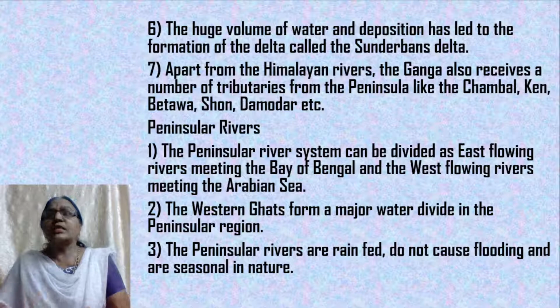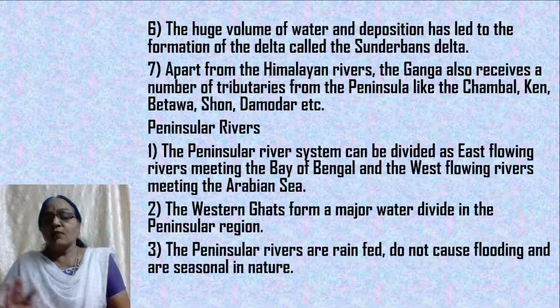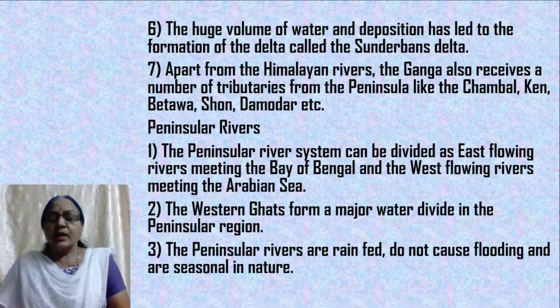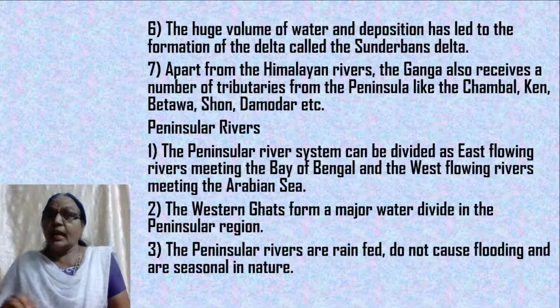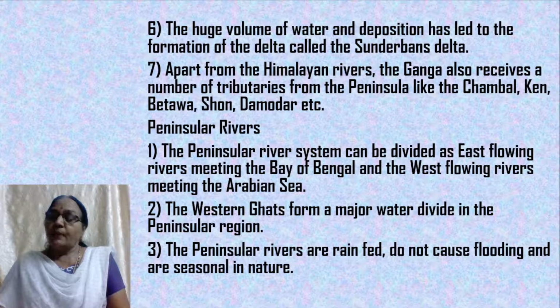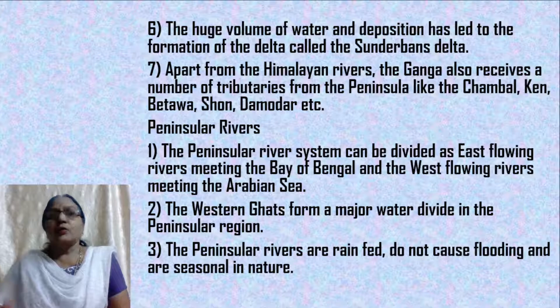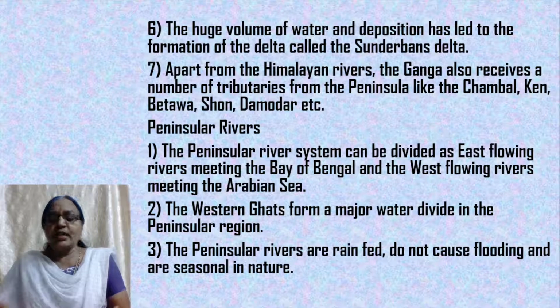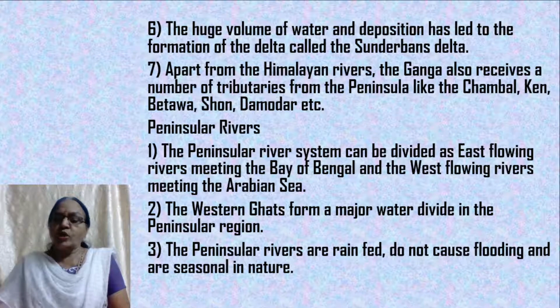Now, because of the tilt of the Deccan Plateau, you find the rivers which rise in the Western Ghats flow towards the Bay of Bengal. That is why we say the Western Ghats forms a great divide, and it divides rivers into those which flow westward, meeting the Arabian Sea, and those which meet the Bay of Bengal, that is, which flow into the east. The rivers which flow in peninsular India are usually rain-fed. They do not have their source in glaciers. That is why we say they are seasonal rivers and they do not cause flooding.